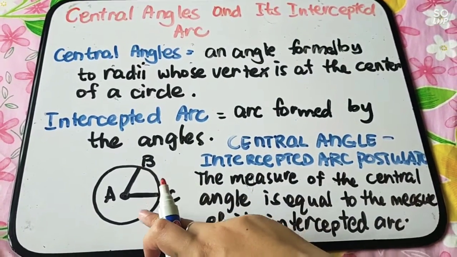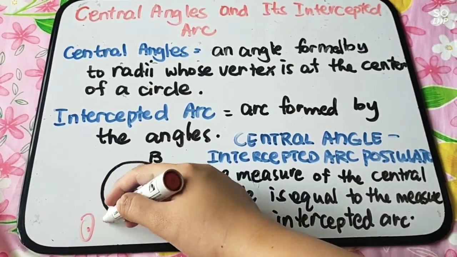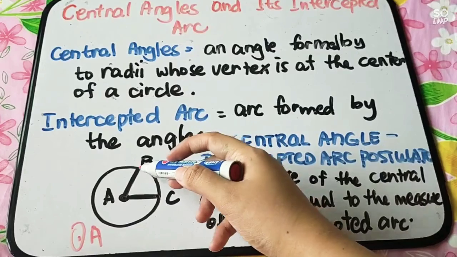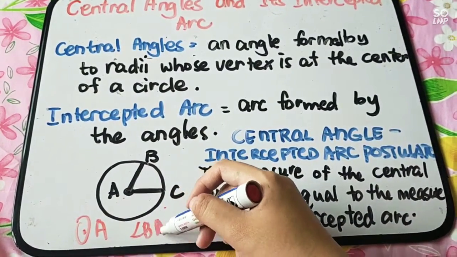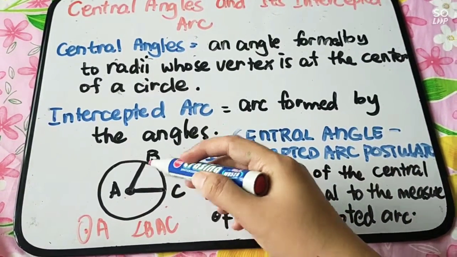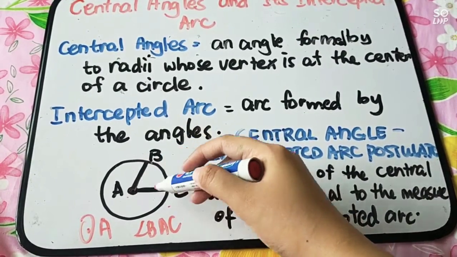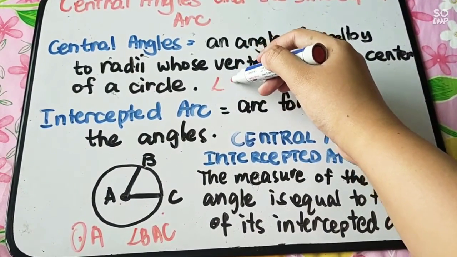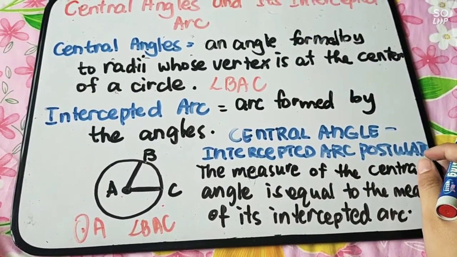For example, let us consider the circle A. We have here circle A. So, the angle here is angle BAC. Yan yung angle na na-form. So, we have the two radius na bumuo sa kanya, naging siyang angle. So, ang tawag ngayon sa kanya ay a central angle. So, angle BAC is a central angle.